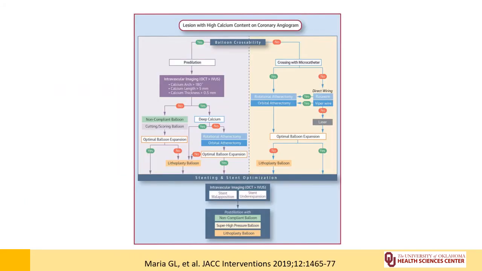And here is an algorithm where if you have calcium arc more than 180 degrees, calcium length more than 5 millimeters, and calcium thickness more than 0.5 millimeters, then you are better off using atherectomy to obtain optimal balloon expansion. And if you still don't get optimal balloon expansion, a lithoplasty balloon can be used before implanting the stent for optimal results.